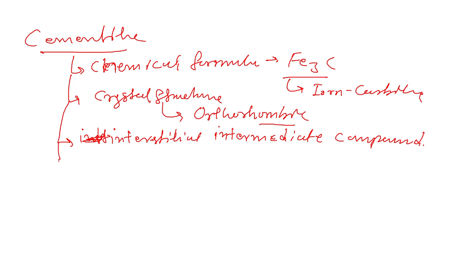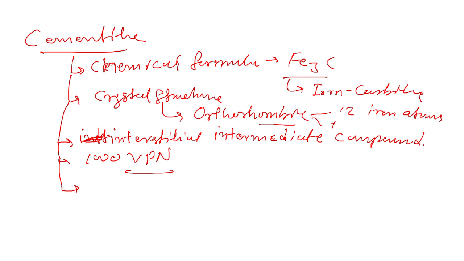The hardness of this phase is about 1000 BHN. This orthorhombic structure contains 12 iron atoms and 4 carbon atoms.